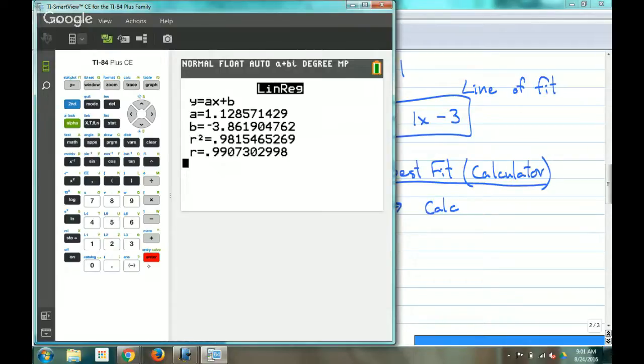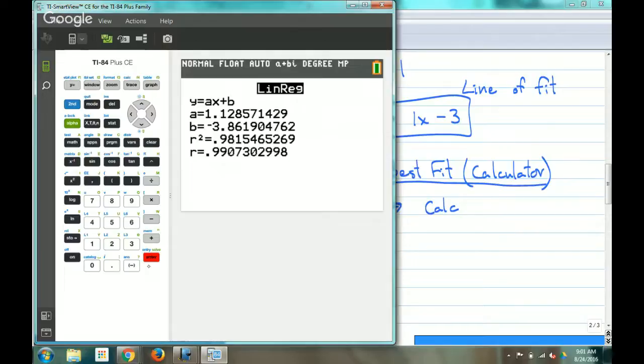All right, so we get back this stuff. Our linear regression tells us what the equation looks like. It's y equals ax plus b. So a is the what? Slope. b is the y-intercept, right? Okay, this r squared and r, those are how well does it fit?